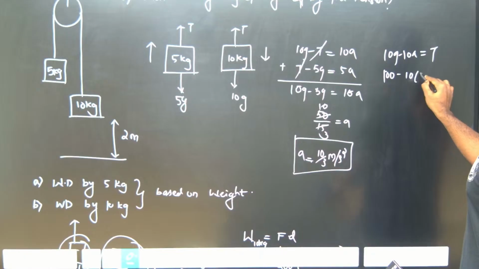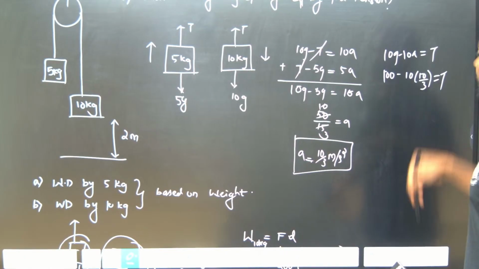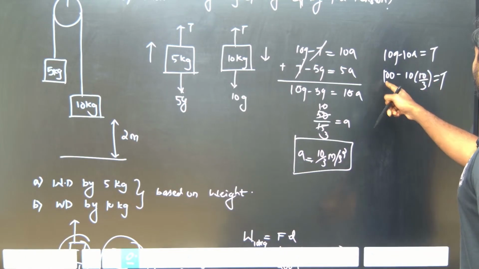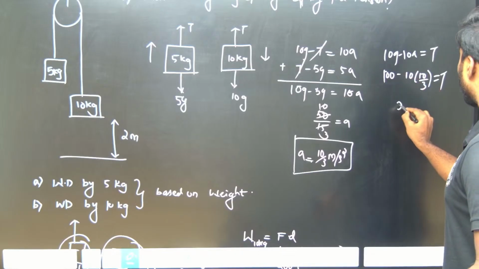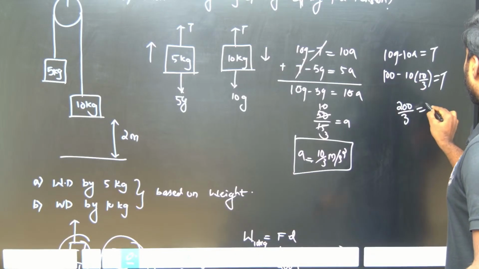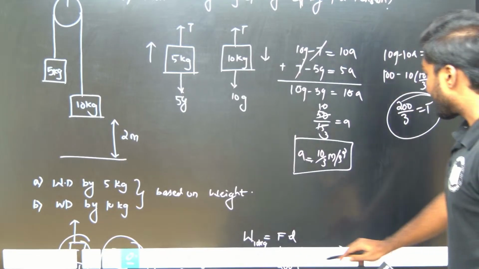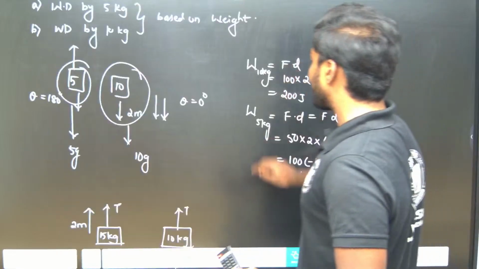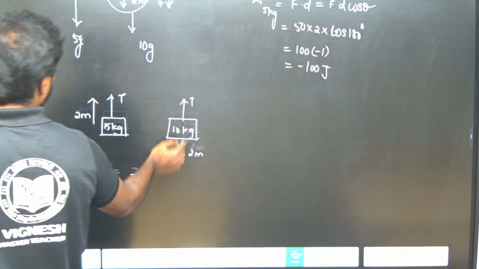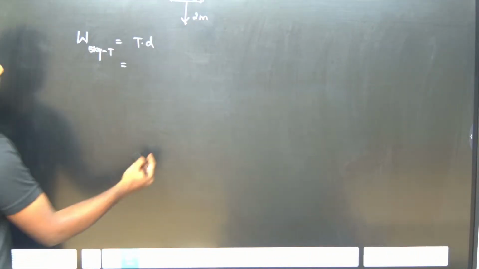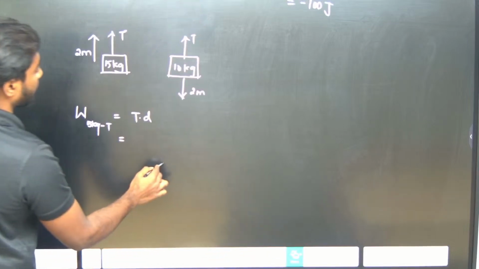10 into 10 by 3, which is equal to T. So 100 by 3. So 300 minus 200 is 200. So 200 by 3 will be equal to tension. So 200 by 3 is the tension value. So we can take this tension value and then we can substitute here.